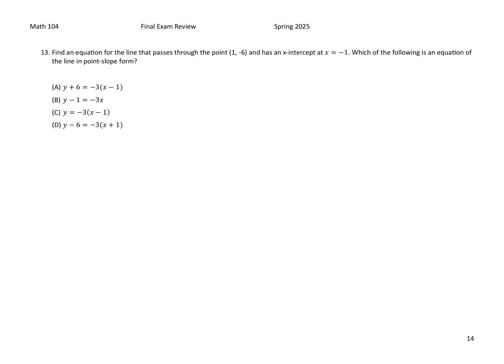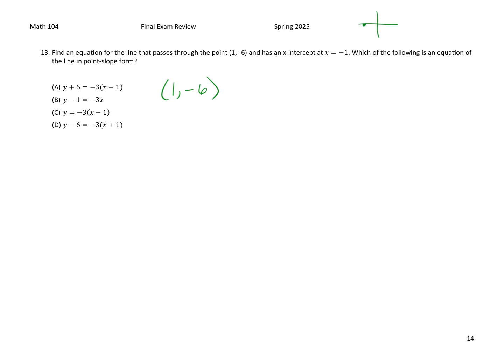Find an equation for the line that passes through the point (1, -6) and has an x-intercept at x equals -1. Which of the following is an equation of the line in point-slope form? So we have the point (1, -6), and then we have an x-intercept at -1.